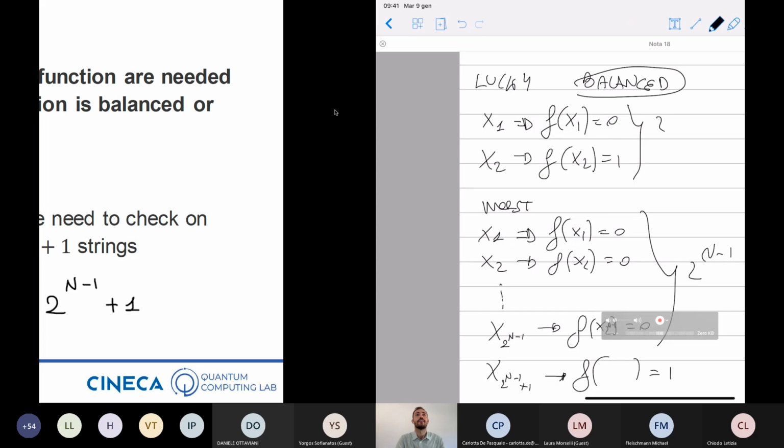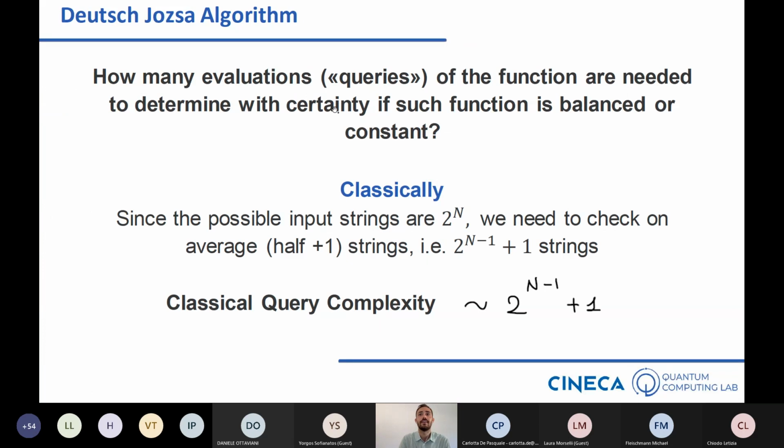Okay, perfect. So this is classically. Classically it's exponential with n.